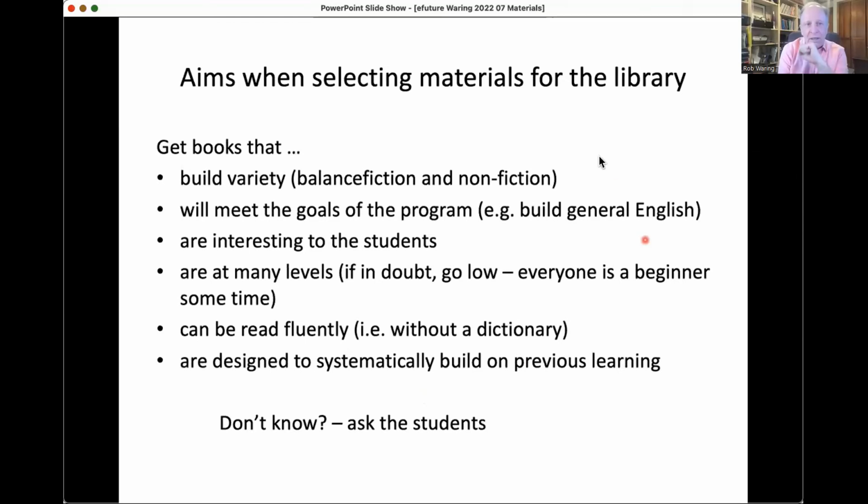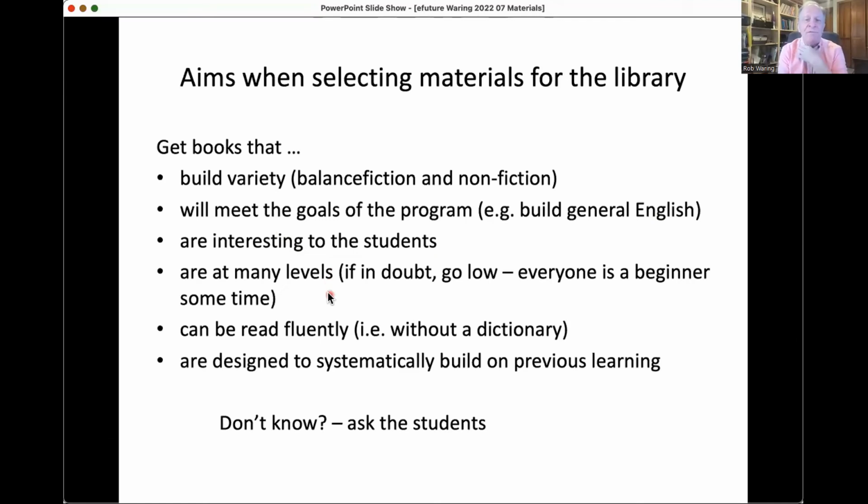So when you're building a library, make sure you get books that build variety, a balance of fiction and non-fiction, many different topics, and of course meet the goals of the program. So maybe to build general English, or maybe to build business English. I don't know what your goals are. Make sure the books are interesting to the students.